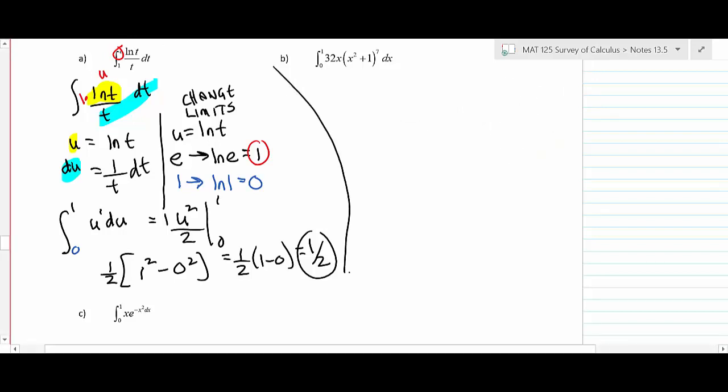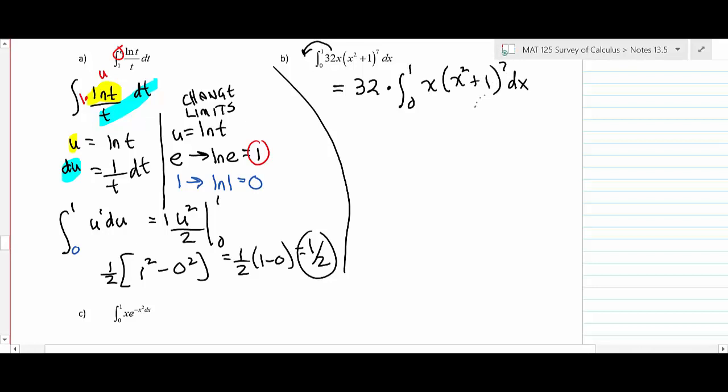Okay, all right, let's see what we can do on this next one here. First thing I would recommend, what could you do with the 32? Take it out. If you have a constant multiplied, take it out. So you'll have 32 times the integral 0 to 1 of x times (x squared plus 1) to the 7th times dx.